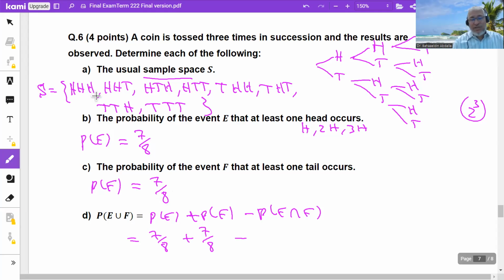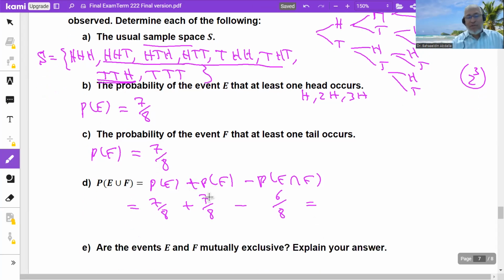H is in E, but it is not in the intersection. And T is in E, but it is not in the intersection. So how many outcomes are in the intersection? Actually, 6. These events are in the intersection. So 6/8 is the probability of the intersection. I have 14 minus 6, that's 8. 8/8 is 1. So the probability of E union F is 1.